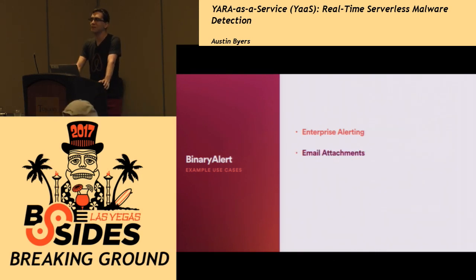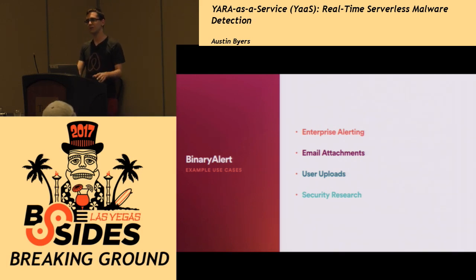You could imagine forwarding email attachments to binary alert and scanning all of them, getting alerts if anything triggers. User uploads, if you have an application that accepts arbitrary user input. Anyone in security knows that accepting user input is like the number one way to compromise yourself. So if you could upload those to binary alert, you could scan that way. And security research. Because this is deployable in your own private AWS cloud, you can run this against your own collection of YARA rules and your own collection of binaries to do your own analysis without having to use a public service.